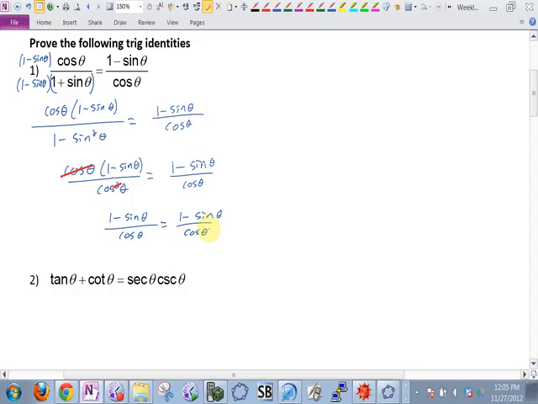Wait, wasn't the 1 minus sine in parentheses? No. 1 minus sine squared becomes cosine squared. 1 minus sine is just 1 minus sine. So then how do you cancel it? Oh, because it became 1. Okay.